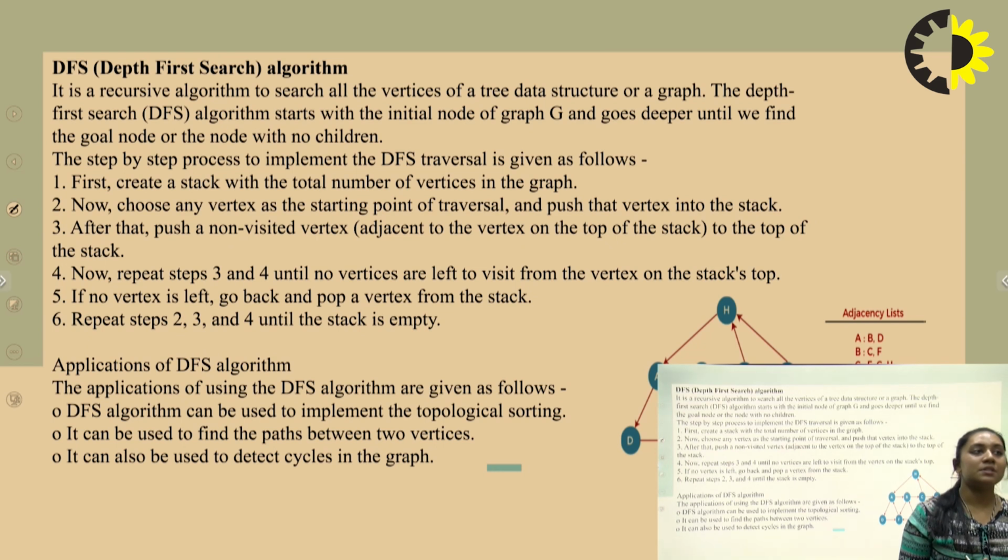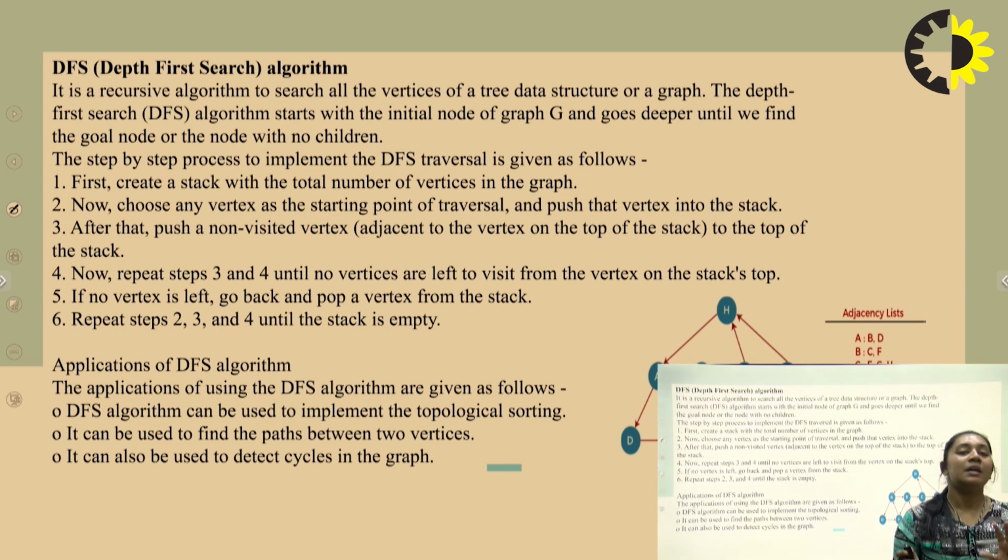So the steps are: you need to create a stack with the total number of vertices, then choose the vertex at the starting point of traversal and push the vertex into the stack. After pushing it, the non-visited elements can be present in the stack, right? Repeat all the steps until you find there are no vertices left to visit on the top of the stack, right? Next step is, if no vertex is left, go back and pop a vertex from the stack and repeat all these steps until you find the stack is empty.